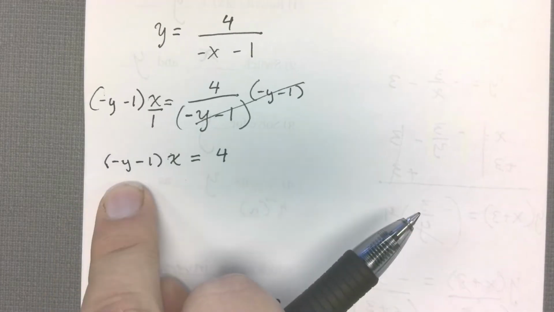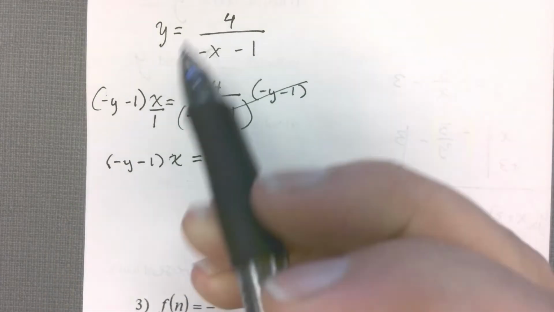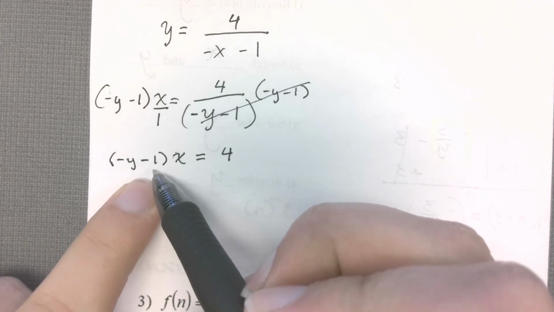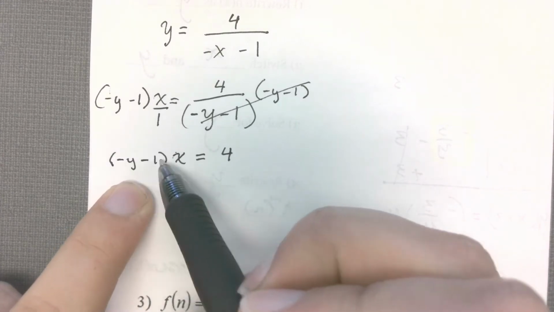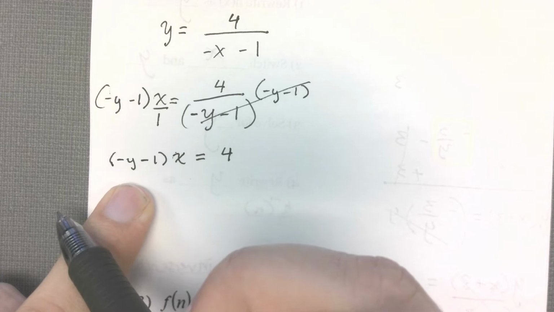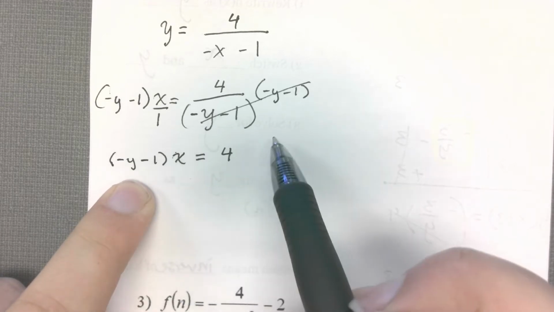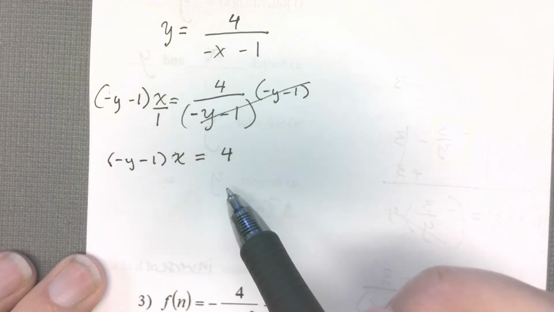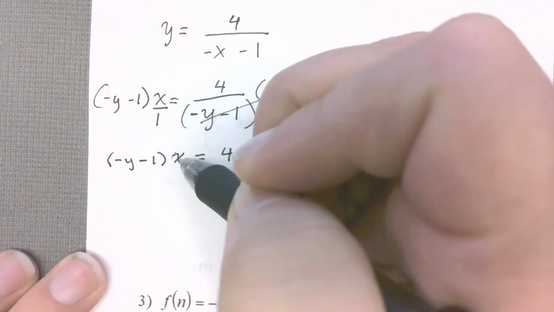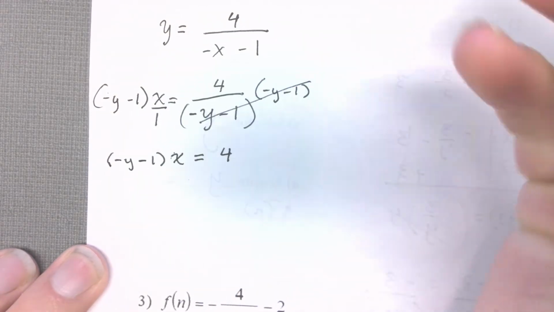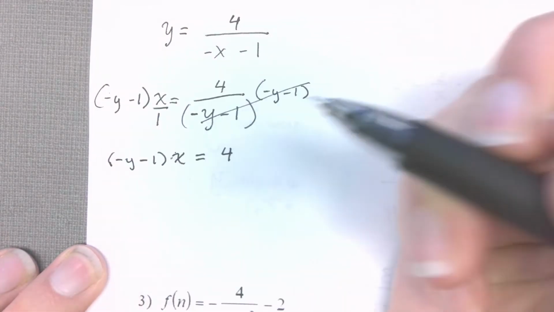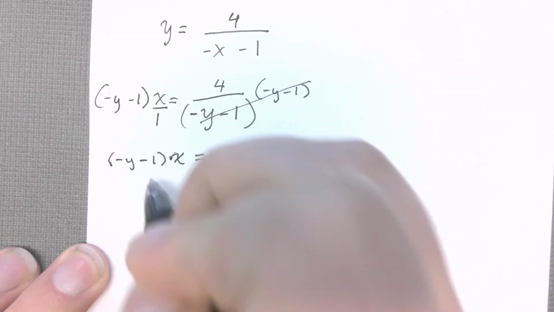We still want the y by itself. Can I get rid of the 1? No, because it's inside the parentheses. What's outside the parentheses? The x. How do I get that to the other side? What is it doing right now? Adding, subtracting, multiplying, or dividing? This is multiply, so what's the opposite of multiply? Divide by x.